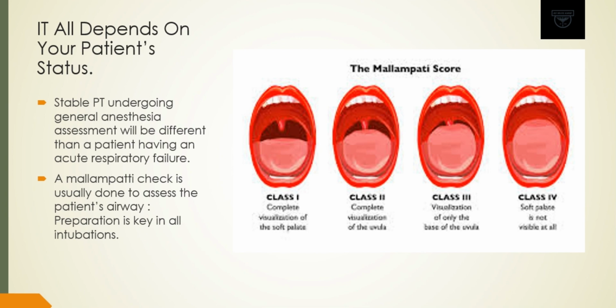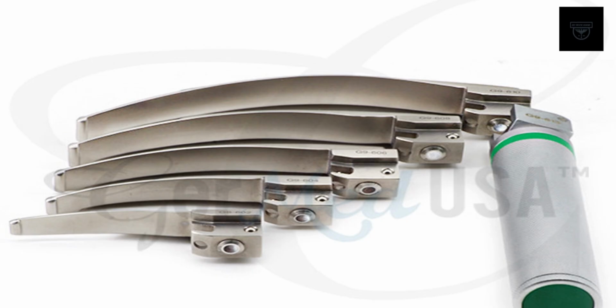So you might need a bougie, a glide scope, something to help you with visualization, seeing the cords and the tube passing. So if the patient is stable, undergoing general anesthesia, as I said, the assessment will be done. The Mallampati check will be done as well. So the whole team will know if this will be a difficult intubation or not.